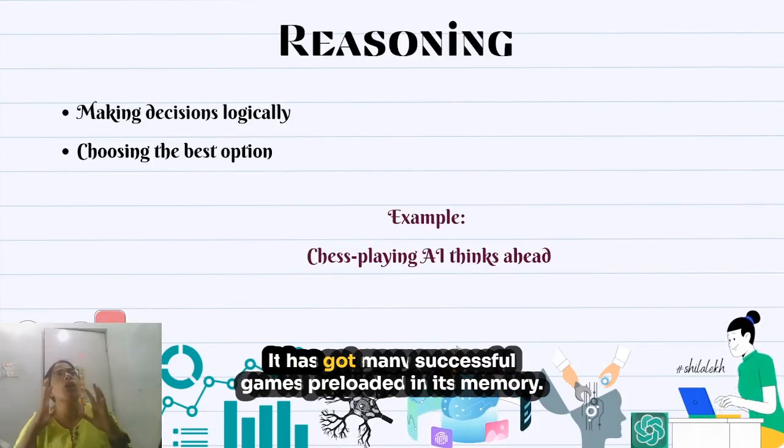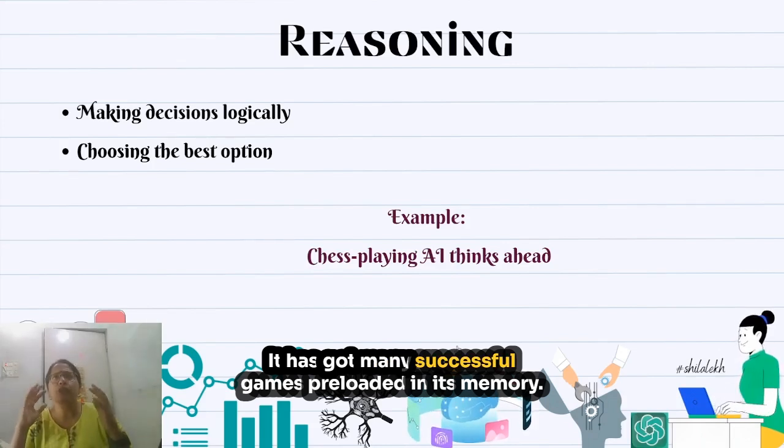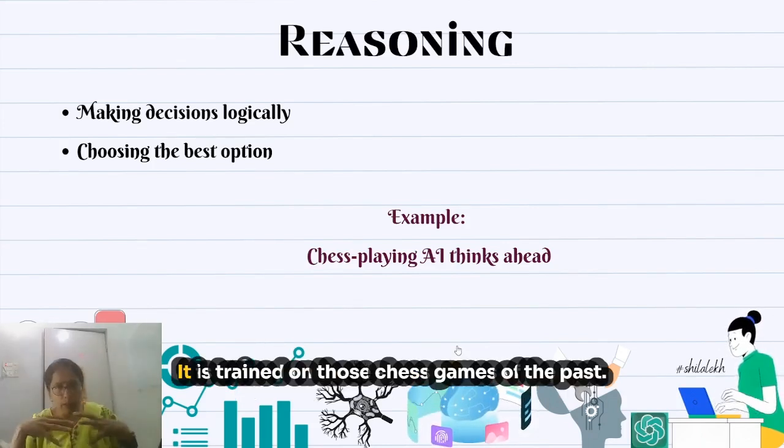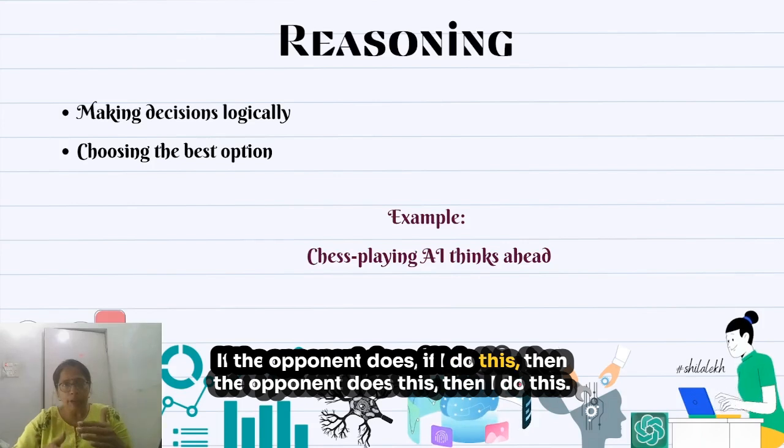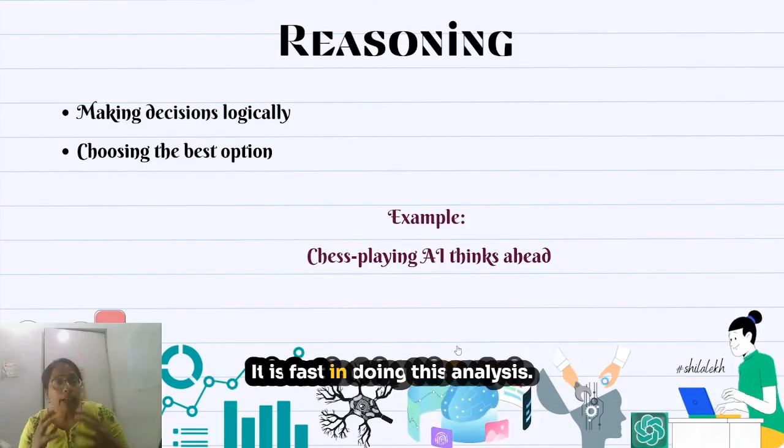It has got many successful games loaded in its memory. It is trained on those chess games of the past, and based on that it analyzes, if the opponent does this, if I do this, then the opponent does this, then I do this. It is fast in doing this analysis.